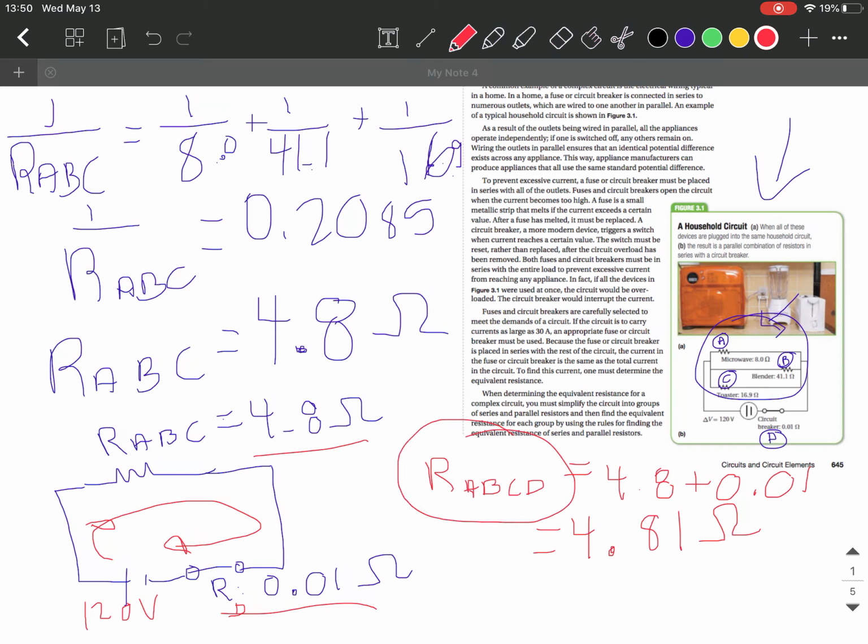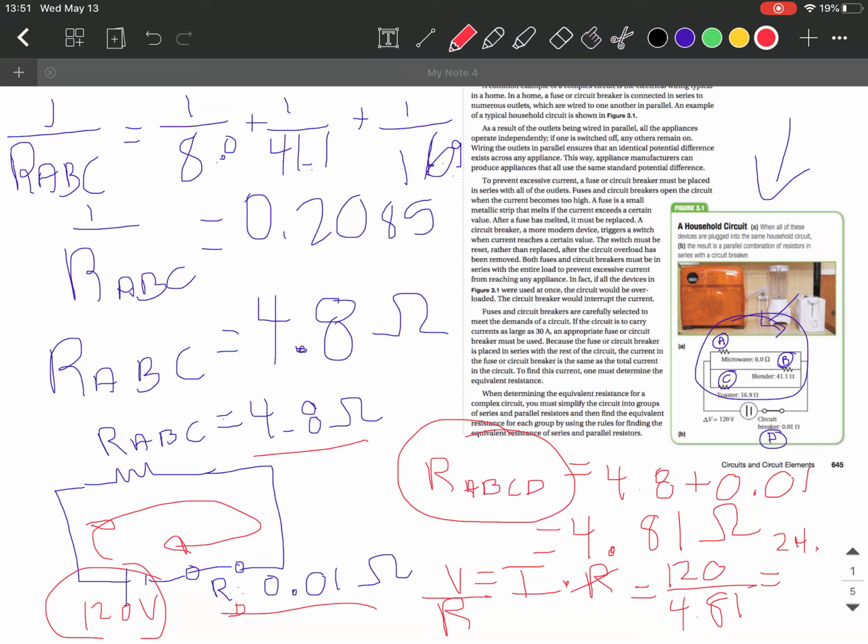Since I now have R_EQ and I have my potential difference, I can now find my current using voltage equals current times resistance. So it's going to be my potential difference divided by my resistance, which is 120 divided by 4.81. I'm running out of space. 24.9.